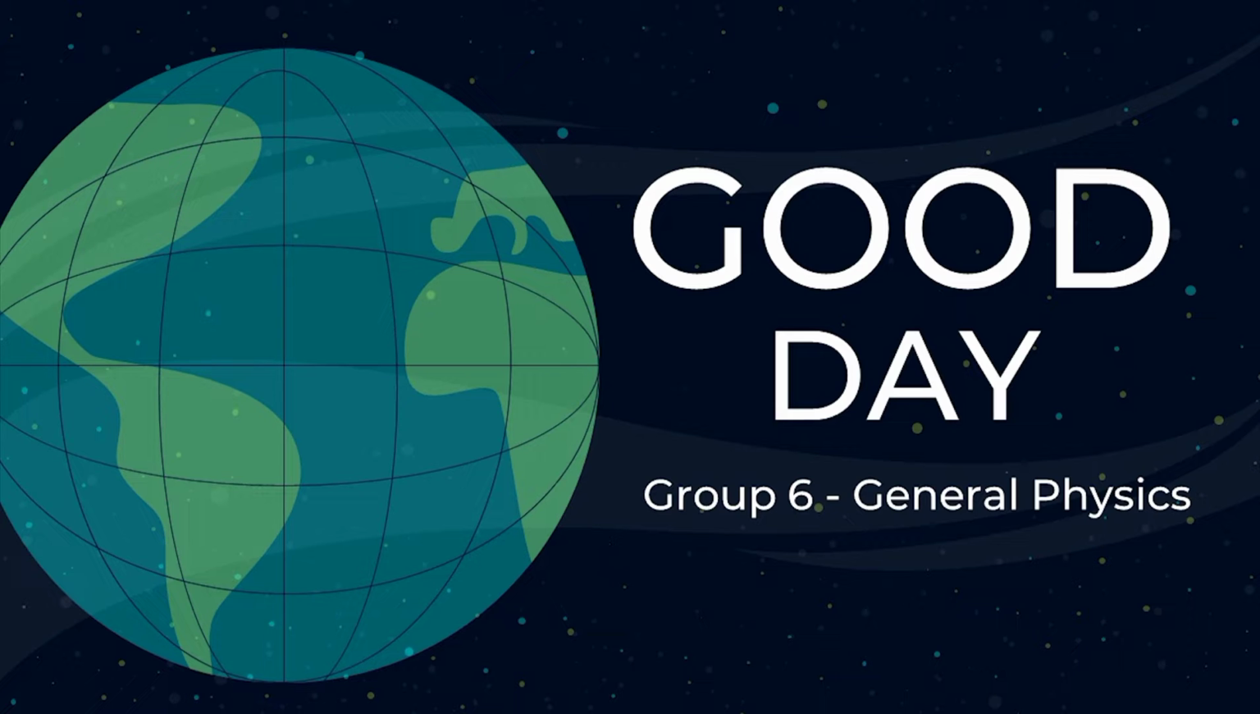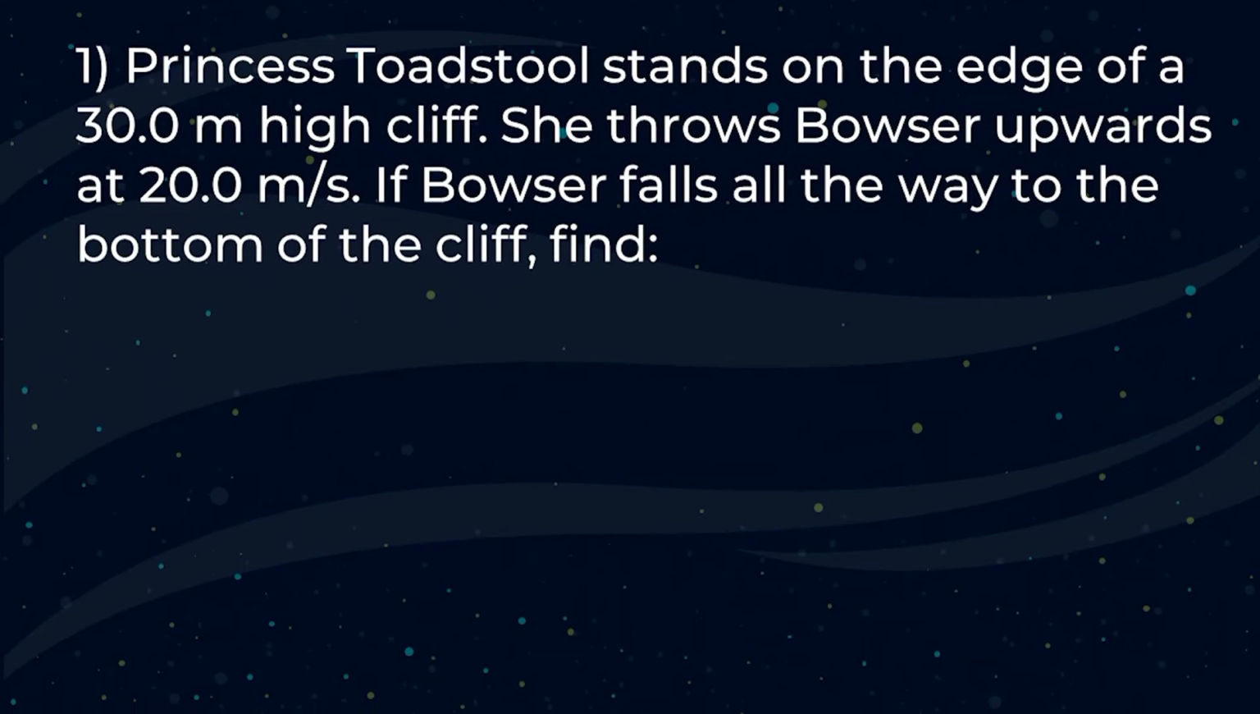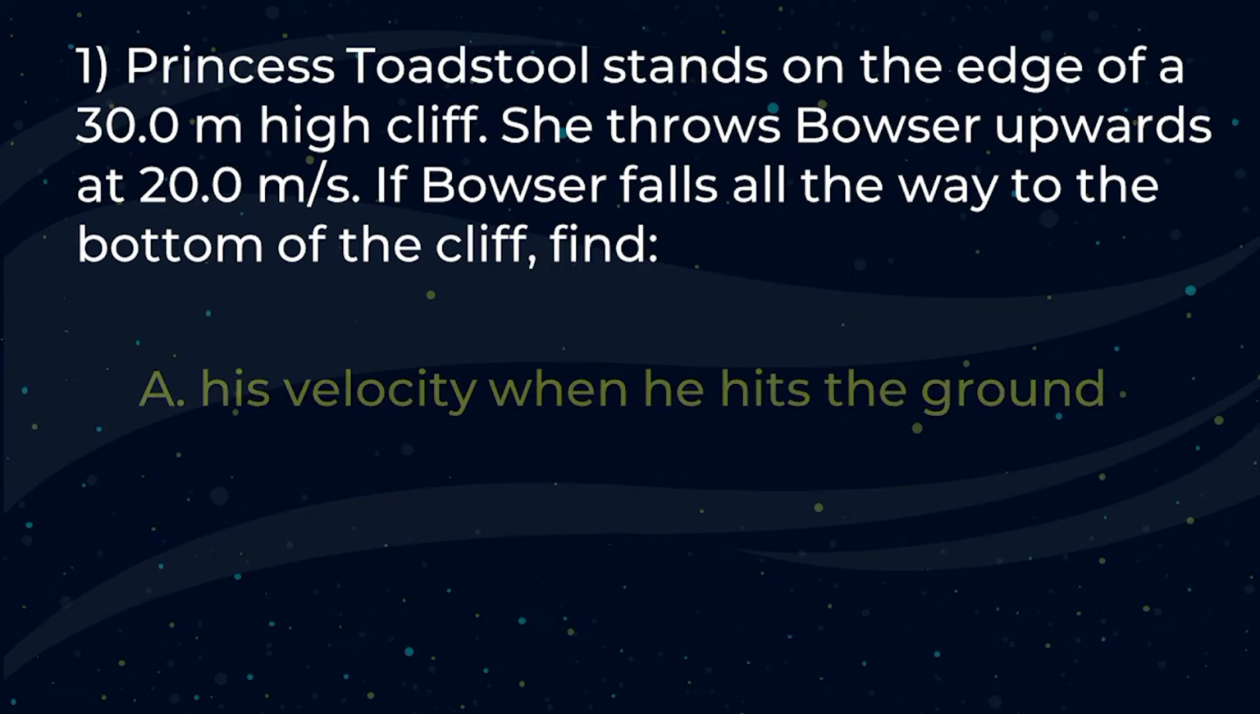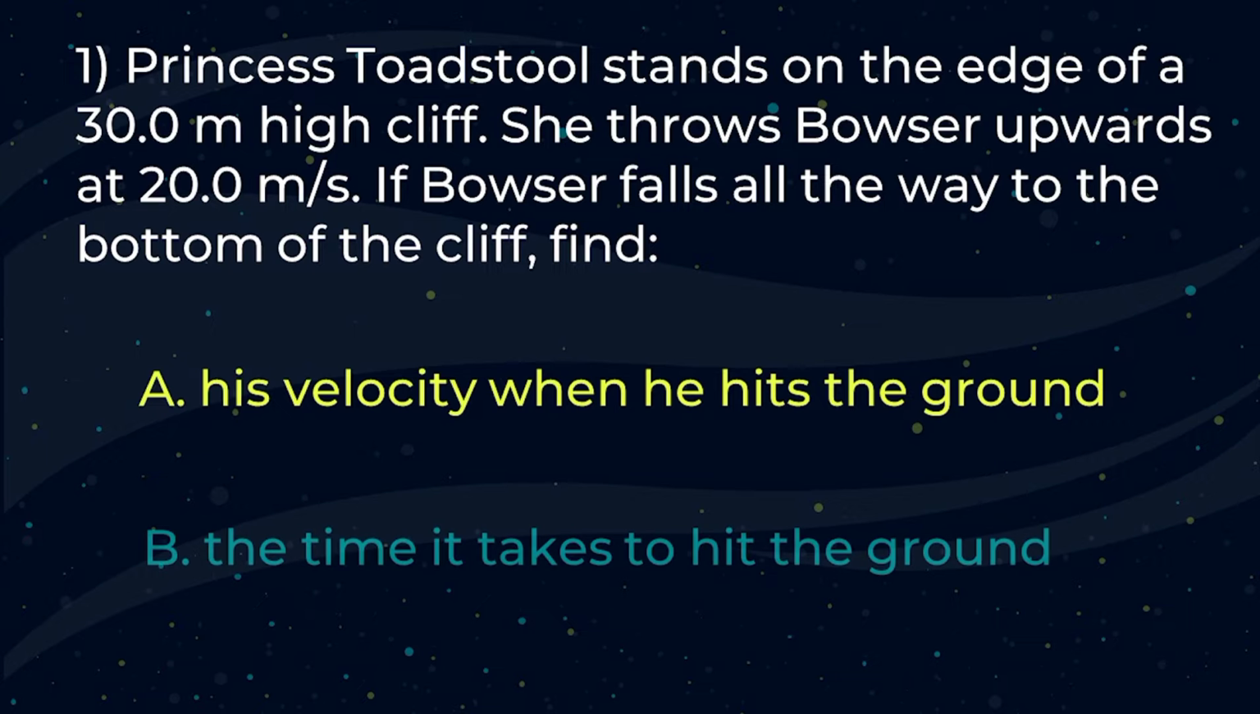For our first problem, we answered problem number 1. Princess Toadstool stands on the edge of a 30.0-meter high cliff. She throws Bowser upwards at 20.0 meters per second. If Bowser falls all the way to the bottom of the cliff, let us find A, his velocity when he hits the ground, and B, the time it takes to hit the ground.